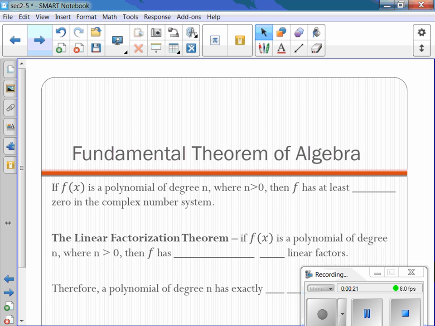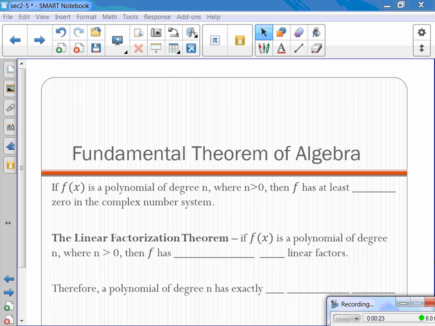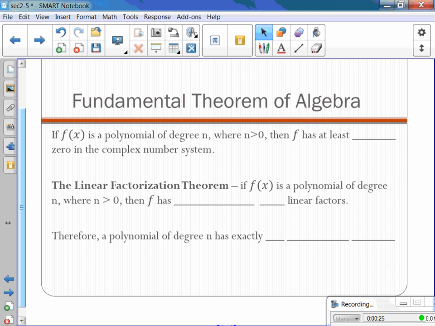So, our fundamental theorem of algebra. If f of x is a polynomial of degree n, where n is larger than 0, so I'm done with any polynomial, linear or greater, then f has at least how many zeros? 1. 1 zero in the complex number system. Why the complex number system?